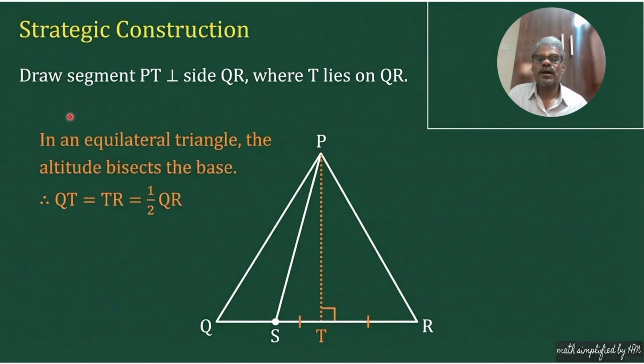Strategic construction. Draw segment PT perpendicular to side QR, where T lies on QR. In an equilateral triangle, the altitude bisects the base. We know this property very well. So, we get QT is equal to TR is equal to 1 half QR.